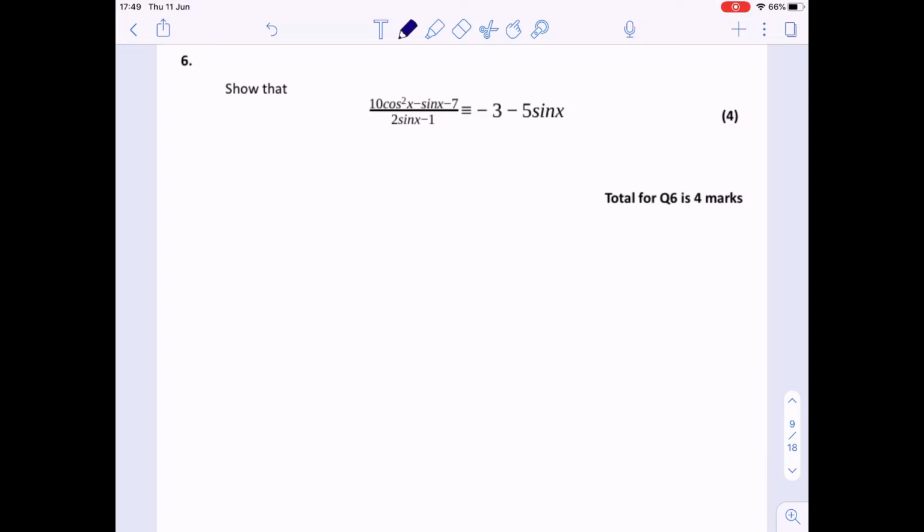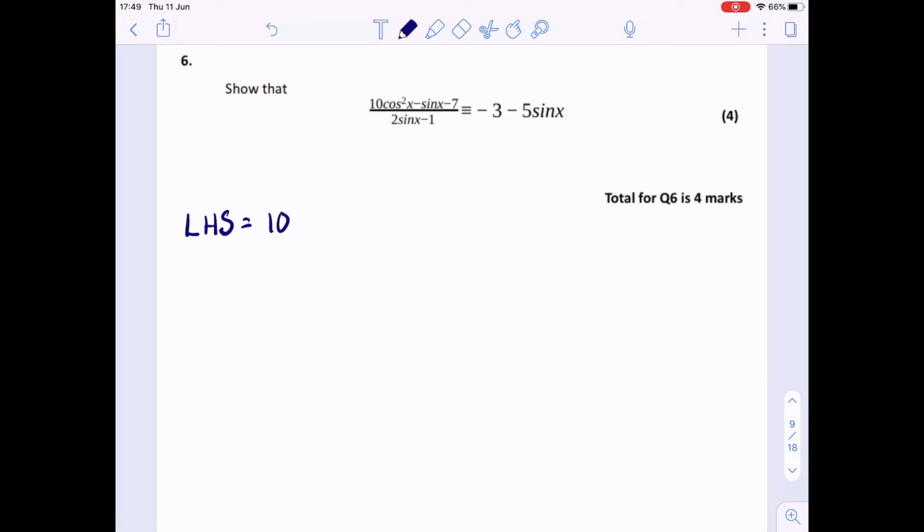Right. Question 6. Show that (10 cos squared x minus sin x minus 7) over (2 sin x minus 1) is always equal to -3 minus 5 sin x. Okay, so this is going to be a proof question, or a show that question, so we need to start from one side and work our way towards the other. We cannot manipulate both sides at the same time.